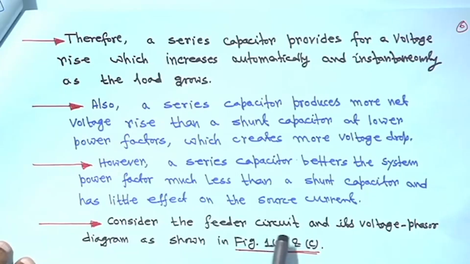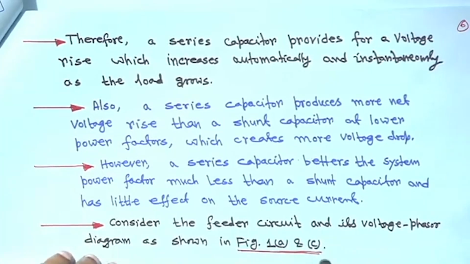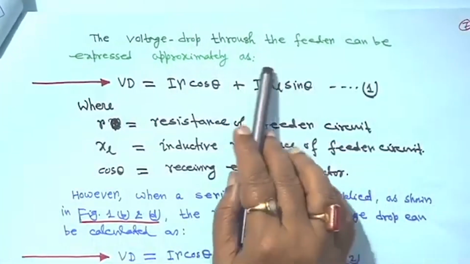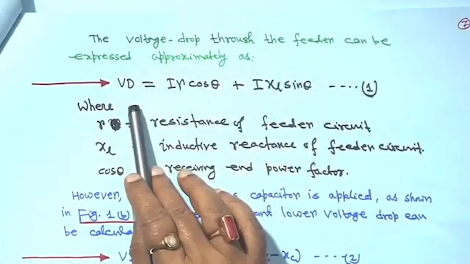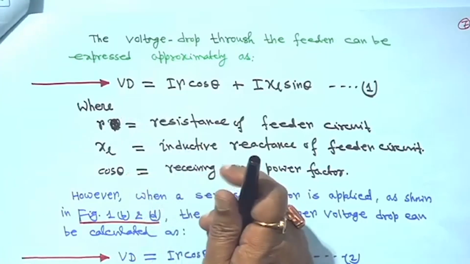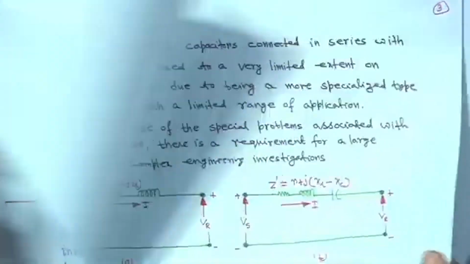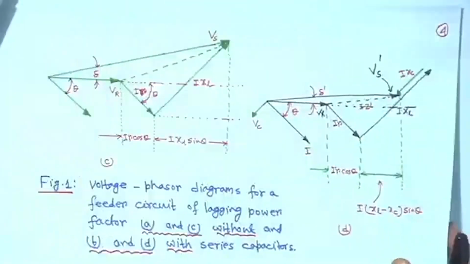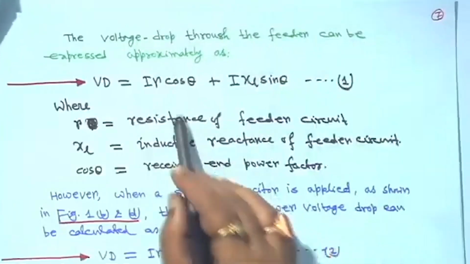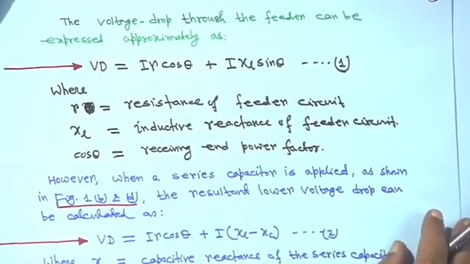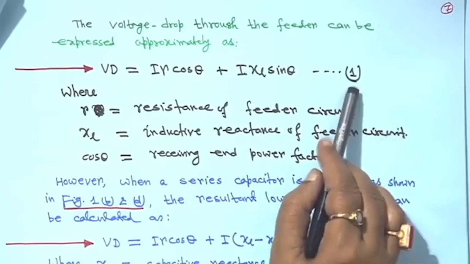So, consider the feeder circuit and its voltage phasor diagram, which we have seen in figure 1a and 1c. This is the voltage drop through the feeder. From this diagram, the voltage drop we have seen is IR cos theta plus IXL sin theta when the series capacitor was not there. It is equation 1.